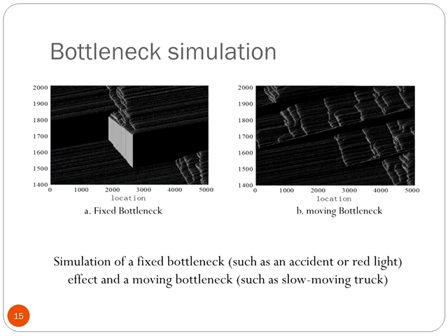The right one shows a moving bottleneck, in which one vehicle becomes a slow-moving truck, which reduces its maximum speed to 20 meters per second at time 1,500, and then all other vehicles will follow it and slow their speed.